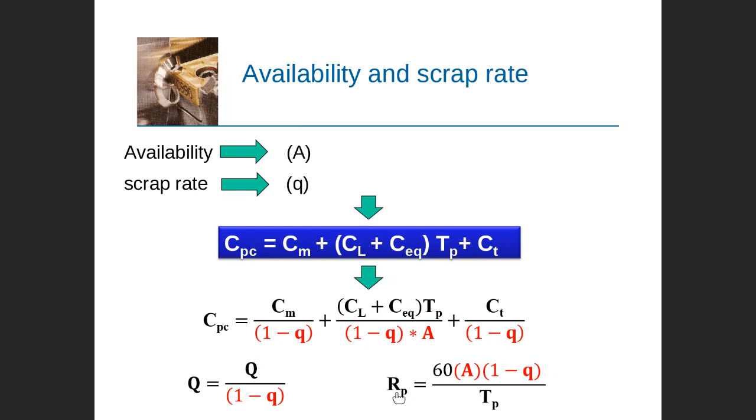RB, production rate, will also be affected, because it equals 60 divided by TB, and TB is affected by A and 1 minus Q. Then 60 divided by TB, with A and 1 minus Q, because TB is affected by scrap rate and availability. This is a modification in the equation.